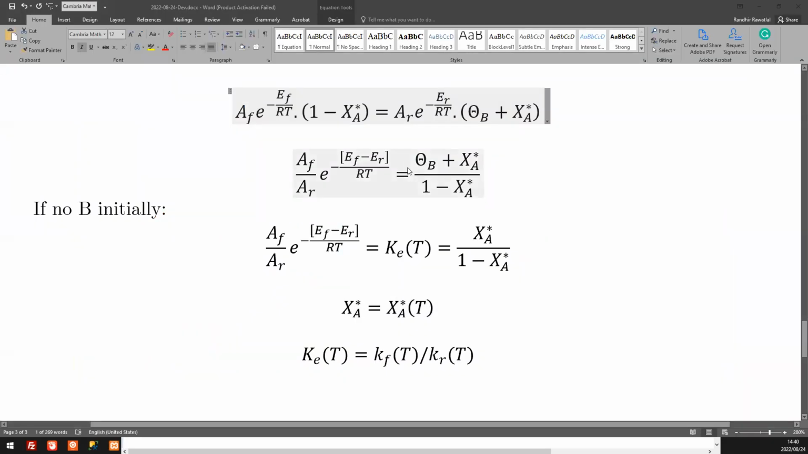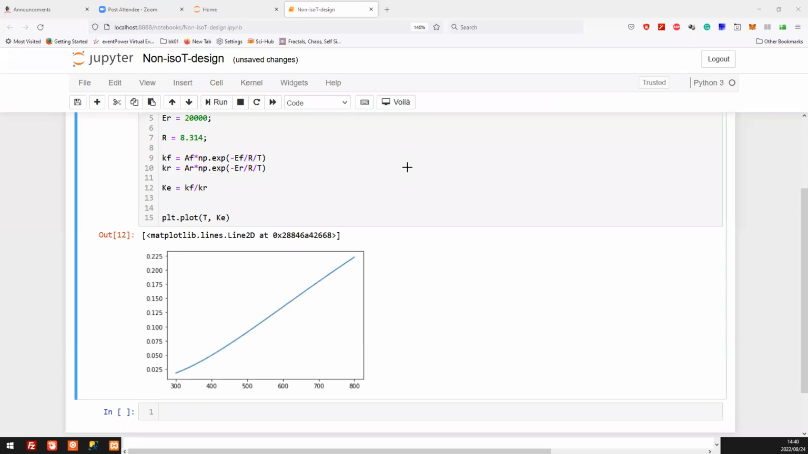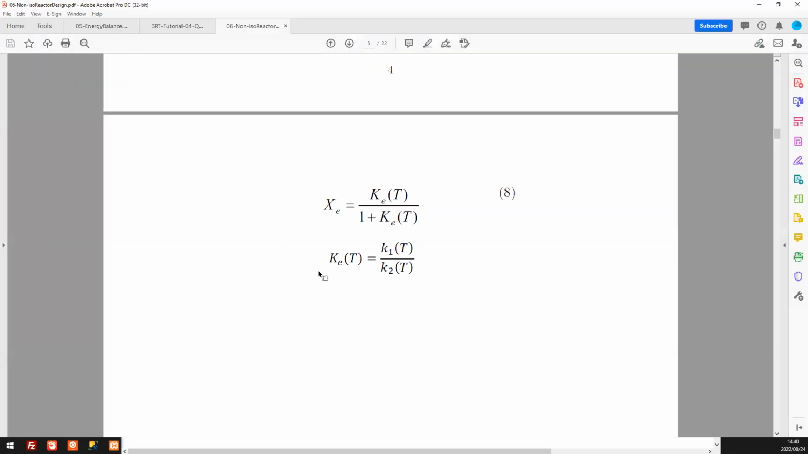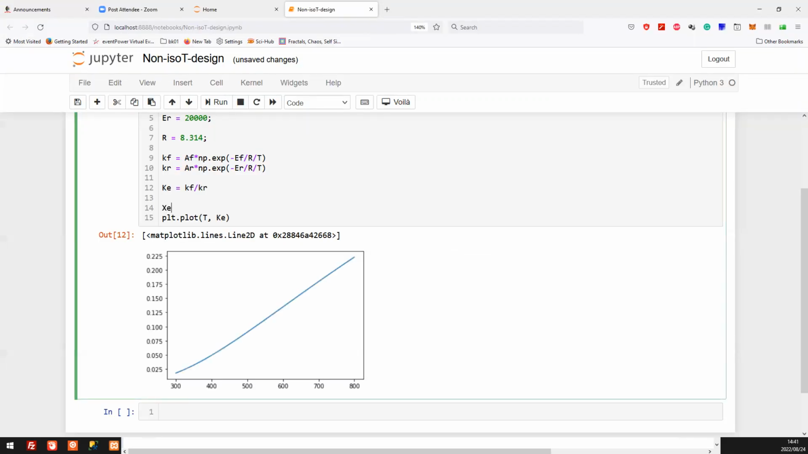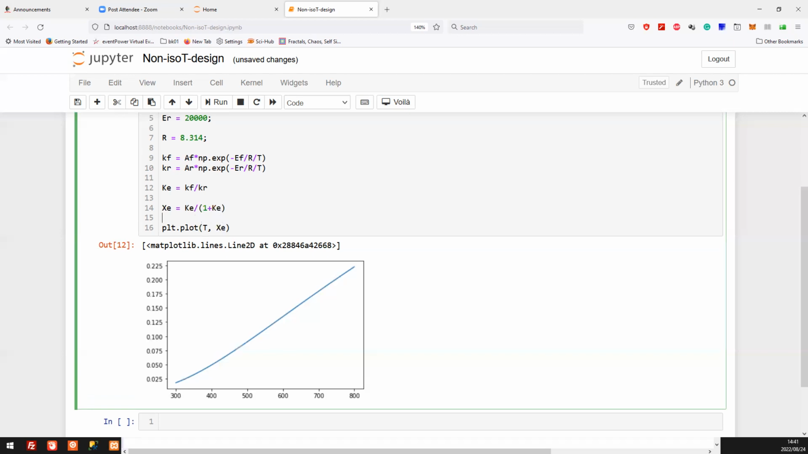X, let's see, where was it? It was on the PDF, right? Right, so XE has this relationship. We derived that the equilibrium constant is related to KF and KR, and then we can rewrite it in terms of KE. So we can say here, XE equals KE over 1 plus KE. So let's plot XE as a function of temperature.